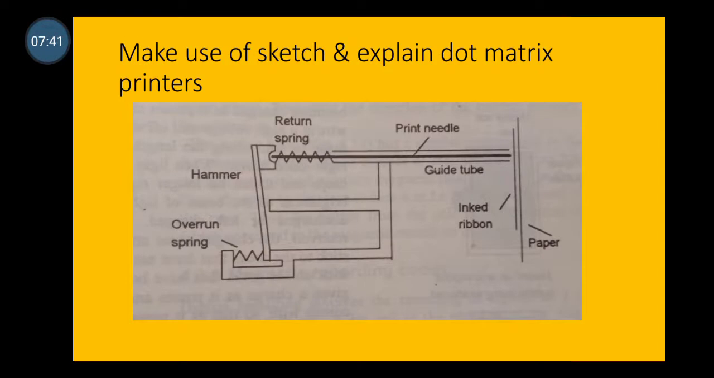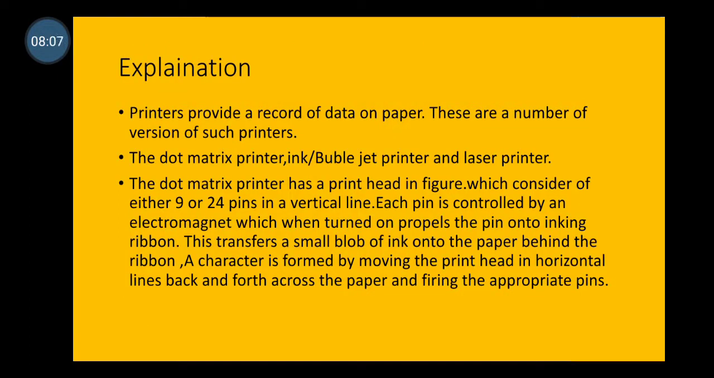Next question is: make use of a sketch and explain dot matrix printers. Here, in the dot matrix printer, the main elements are return spring, hammer, overall spring, print needle, guide tube, inked ribbon and paper. The main function is that printers provide a record of data on paper. There are a number of versions of such printers: the dot matrix printer, ink or bubble jet printer and laser printer.